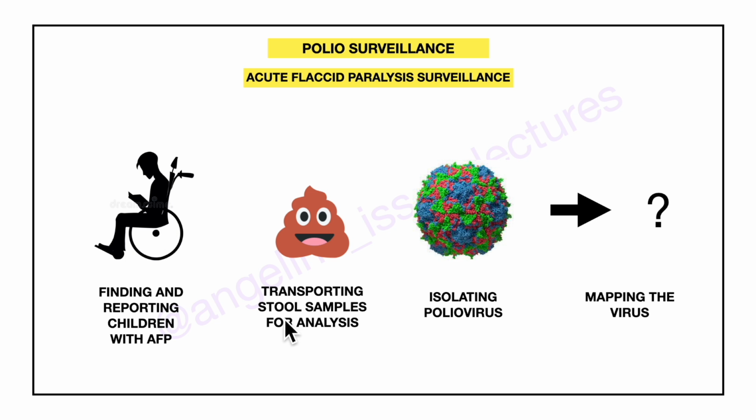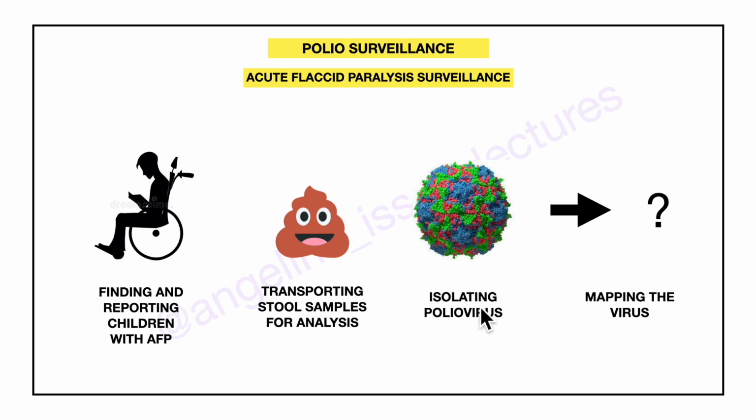Next is transporting stool samples for analysis. In the early stages, polio may be difficult to differentiate from other forms of acute flaccid paralysis such as Guillain-Barré syndrome, transverse myelitis or traumatic neuritis. All children with acute flaccid paralysis must be reported and tested for wild polio virus within 48 hours. To test for polio, fecal specimens are analyzed for the presence of polio virus.